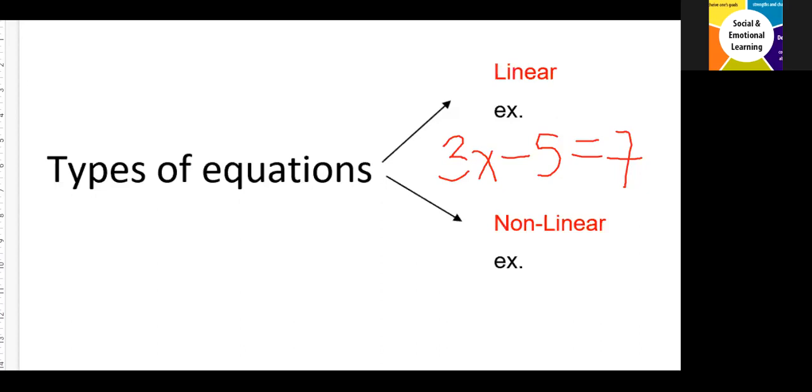Now let me show you an example of a nonlinear equation. What do you notice is different between a linear equation and a nonlinear equation? It has an exponent.